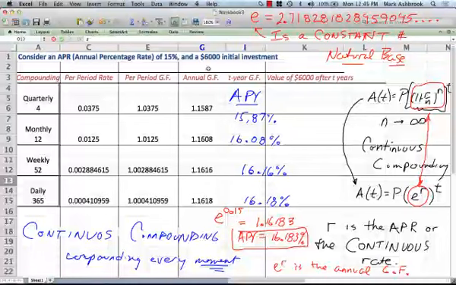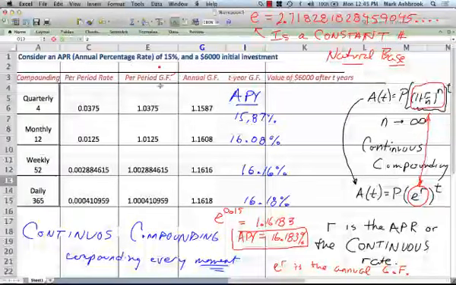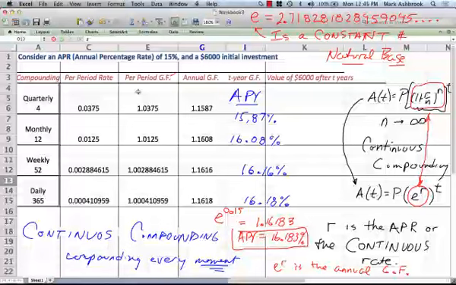Okay, so let's look at an example. Are you finding the value? You said R over N plus 1, that's your per period growth factor. How do you find it when you come back to the N?